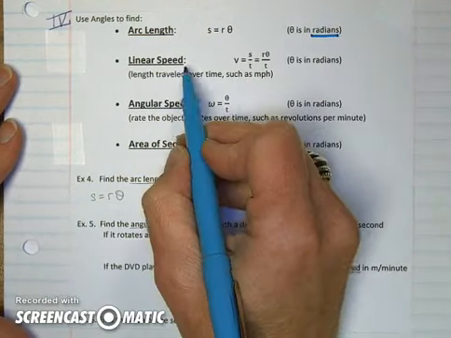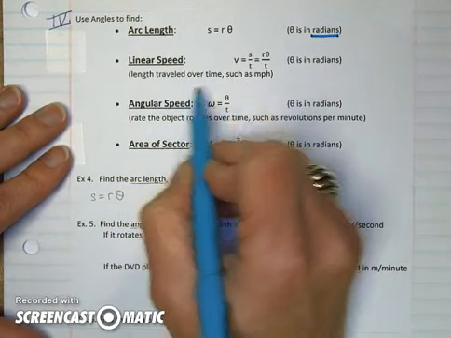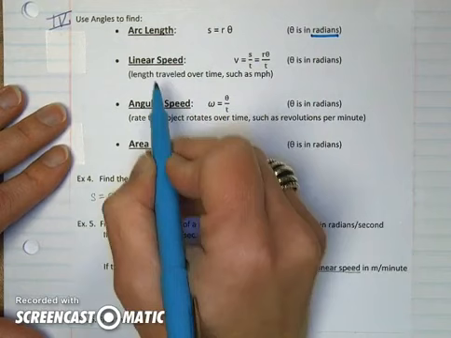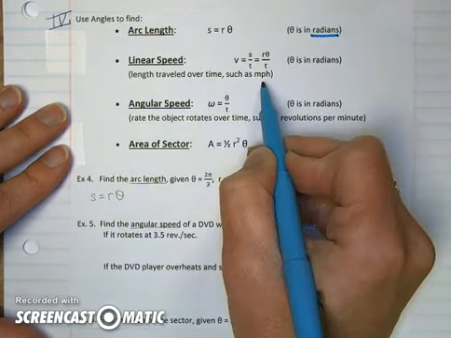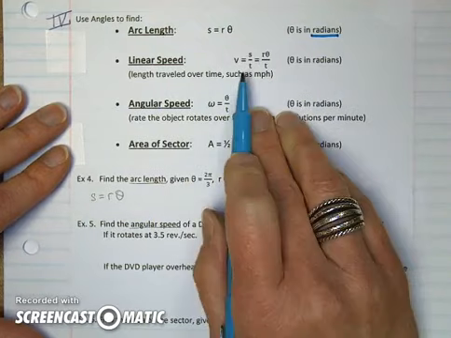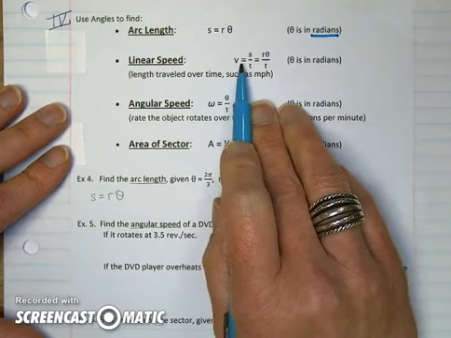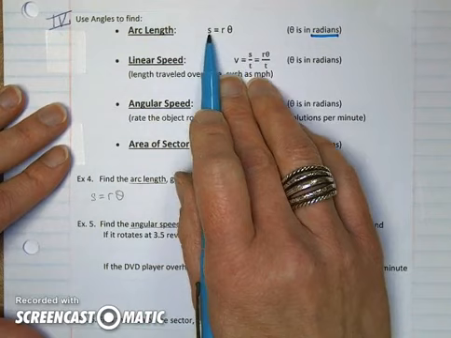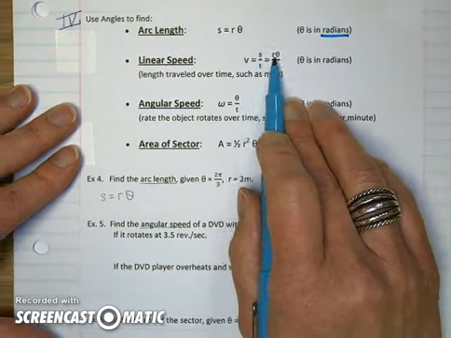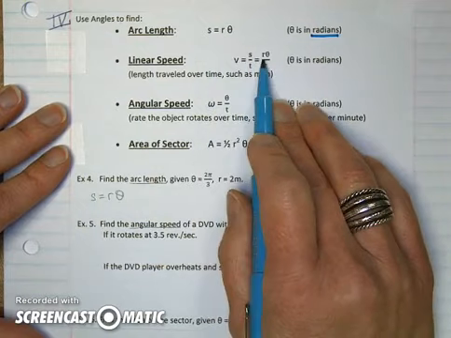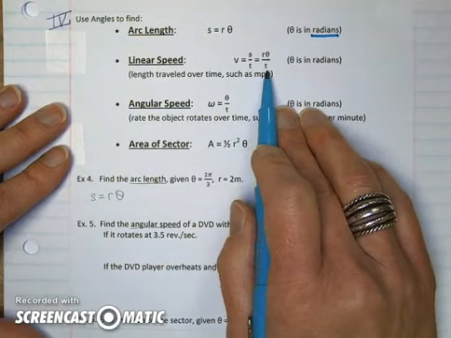Then you have the linear speed of an object. That's the length traveled over a period of time, like miles per hour. That's going to be referred to as your V, which is going to be the arc length, see they're related, divided by the time. And you can sometimes just substitute that in there: r times theta divided by time.